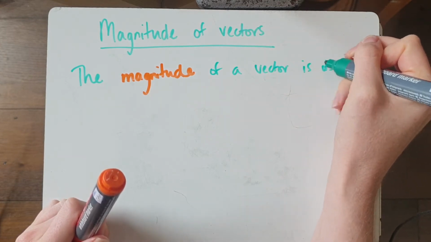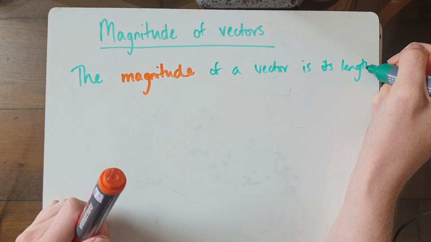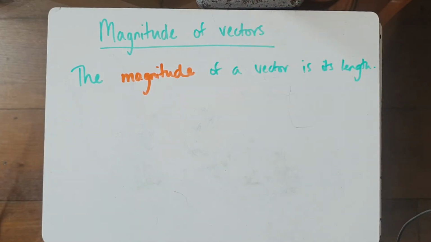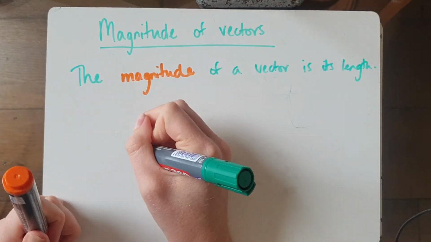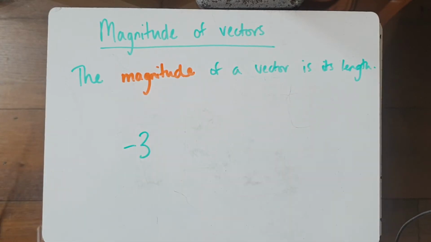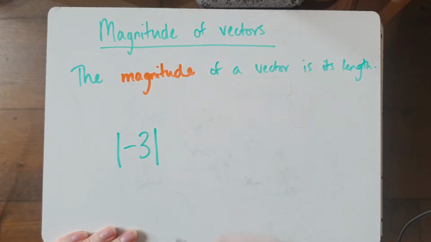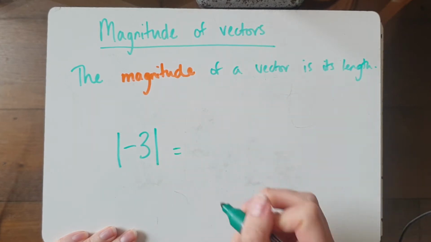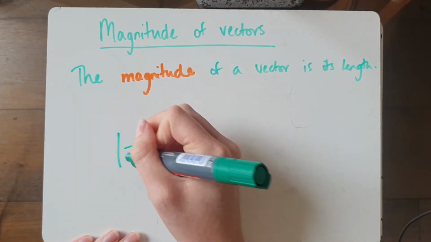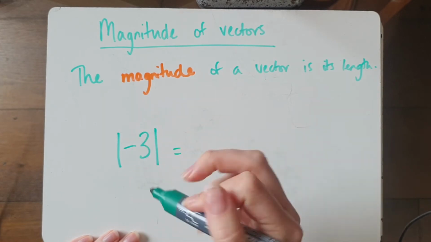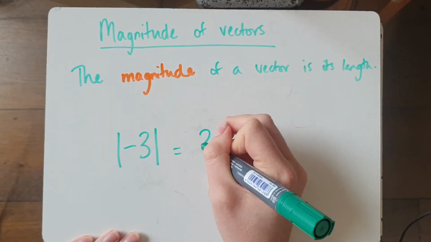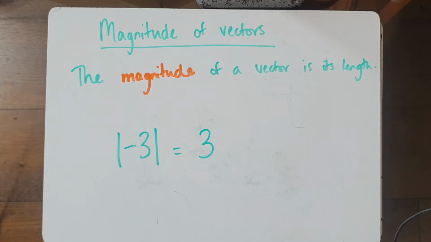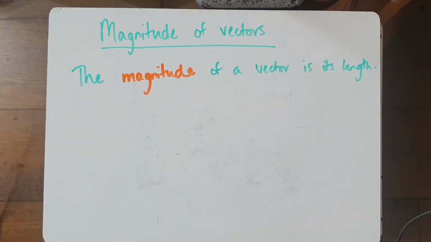is its length. We've talked about the magnitude of numbers. For example, if we have the number -3, its sign is negative, but if we take the magnitude of it, that is the size of the number, -3 is 3 away from 0. So the size of -3 is 3. In the same way, we can have the size of a vector.